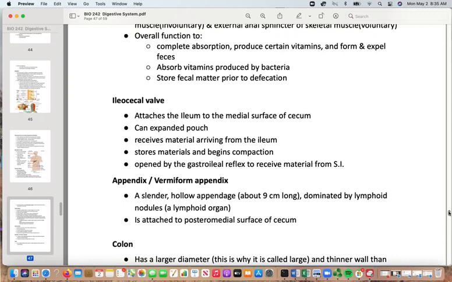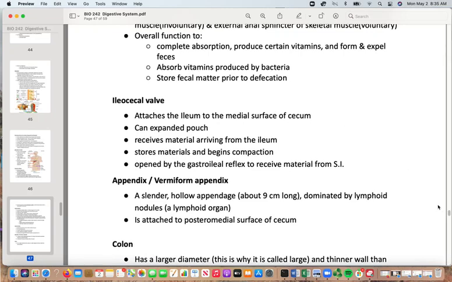So that ileocecal valve is going to attach the ileum to the medial surface of the cecum. This is going to receive the material from the ileum. It starts the compaction process. It's opened by the gastroileal reflex.